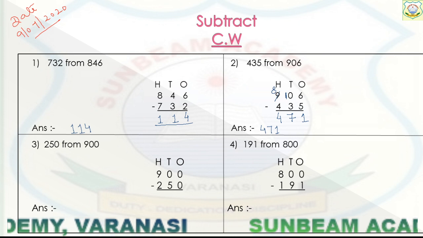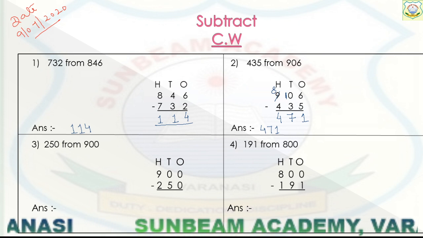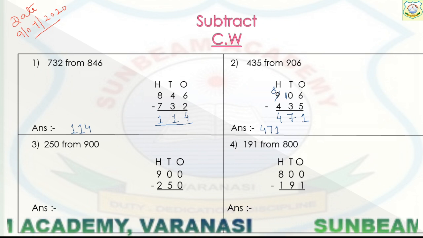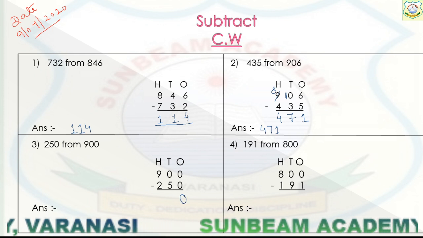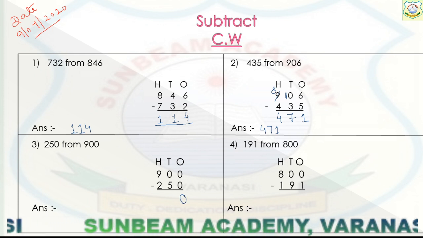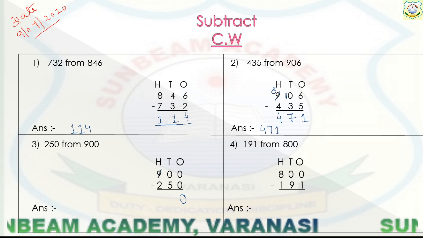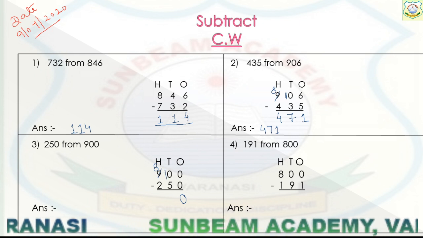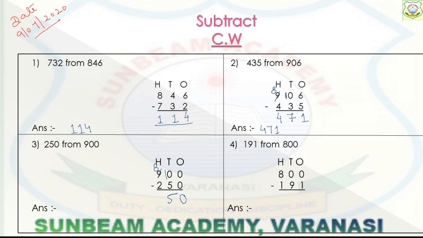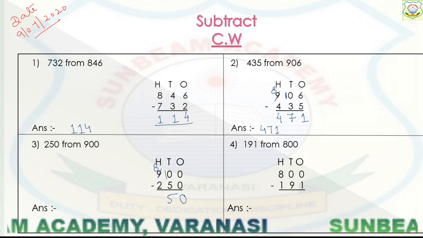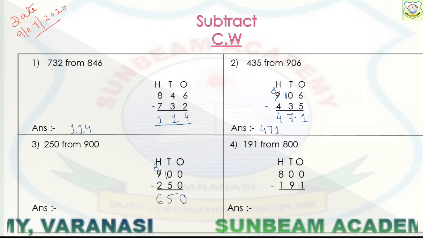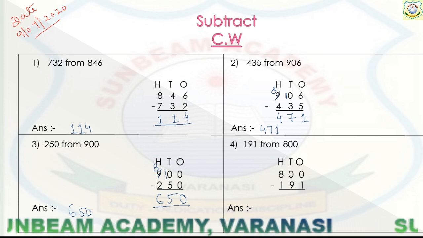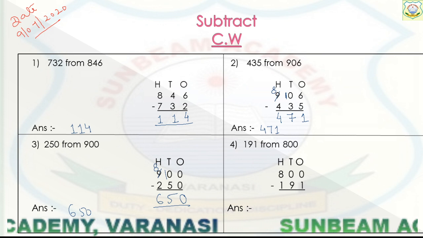Now after that, the third question. Here 0 minus 0. Always remember, whenever we subtract 0 from 0, we get 0. Now can we subtract 5 from 0? No. You have to borrow. This will become 8 and this becomes 10. So 10 minus 5 is 5. Then 8 minus 2 is 6. So we got 650 as the answer. Done, students? Questions 1, 2 and 3.